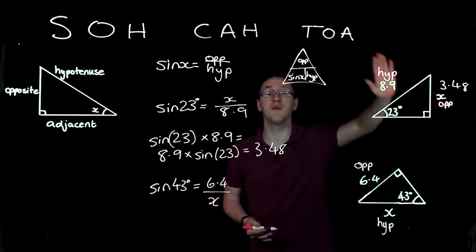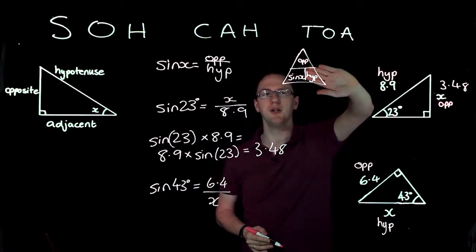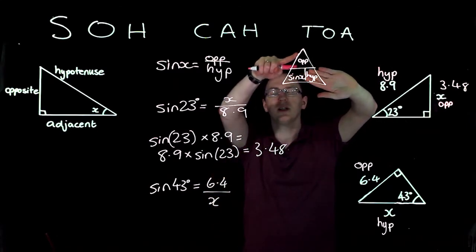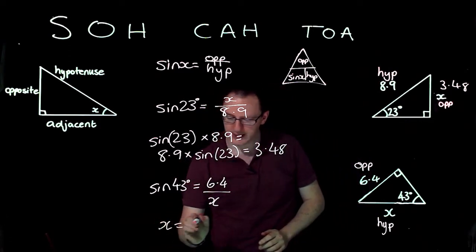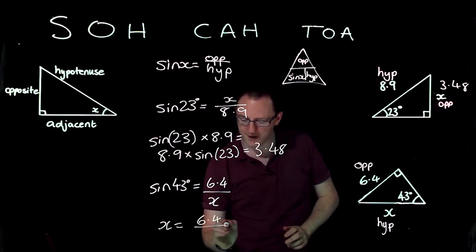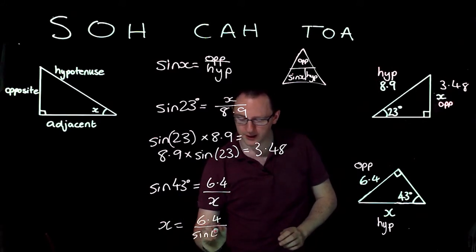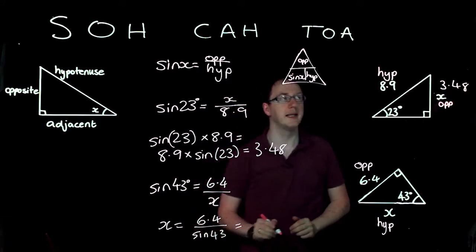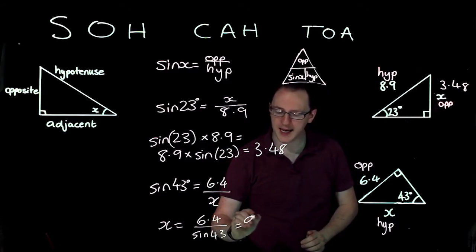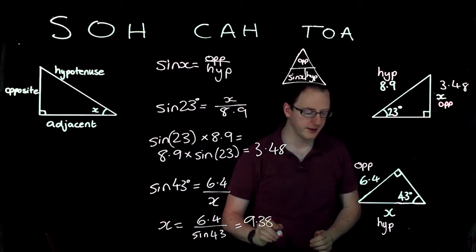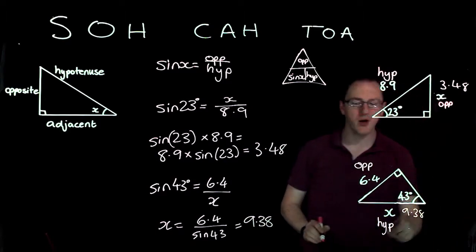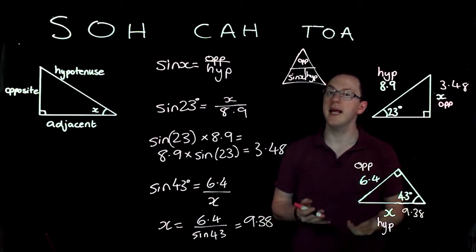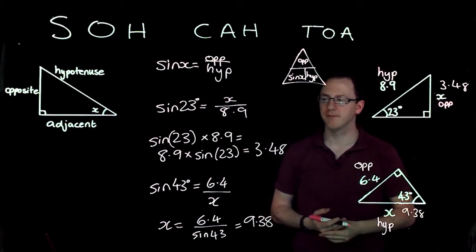So again, we go back to our formula triangle. We can cover up what we want. In this case, it's the hypotenuse, which tells me to find the hypotenuse, I do opposite divided by sine x. So x equals 6.4 divided by sine 43. Plug that into my calculator, and I get an answer of 9.38. x equals 9.38. And the quick check, is our hypotenuse bigger than our opposite? It is, so it seems to make sense.